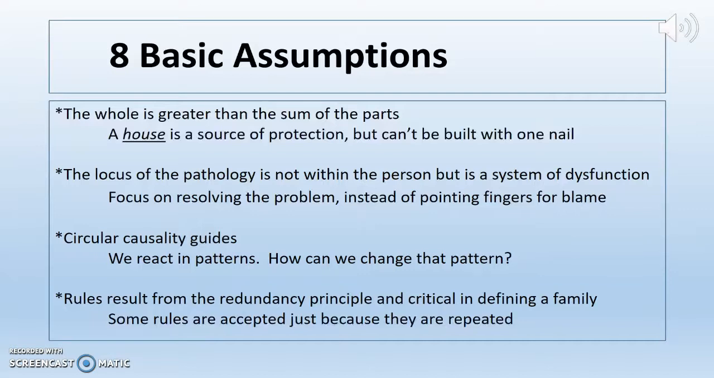The fourth declares that rules define a family. Some family rules are explicit, such as curfew time, and some are unspoken, such as where dad sits at the head of the table.